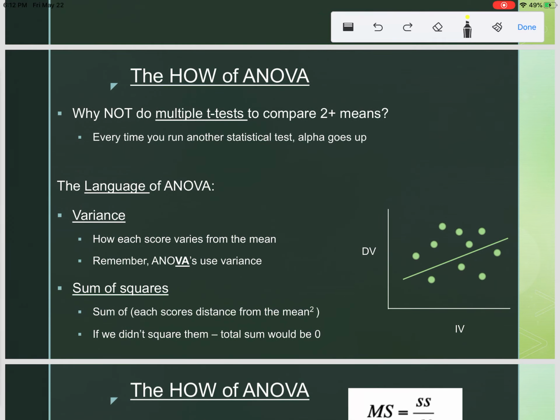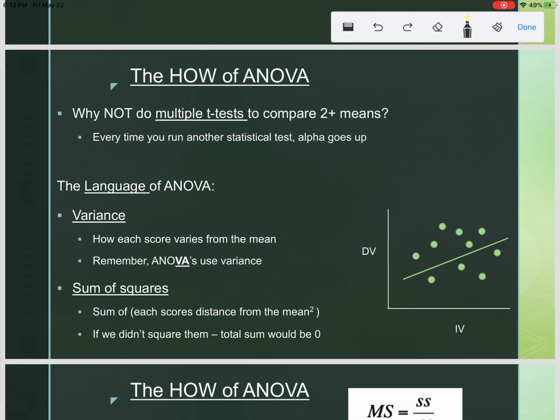I promise. Now, the first question we need to address, it's the elephant in the room, if you're a statistics nerd like I am: if we have more than 2 means, why not just run multiple t-tests? Because we could absolutely do that. We could compare time A to time B using a t-test. We could compare time C to time D using a t-test, and we could compare all those permutations.